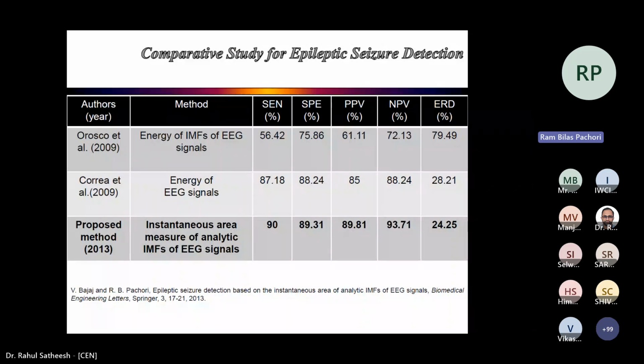And we have compared our epileptic seizure detection framework with the other existing methods in the literature. Those have been studied in the same database. So Oras 2009 used the energy of IMF signals. Korea 2009 used the energy of EEG signals. And you can see sensitivity, specificity, and PPV. In all cases, our method is giving better performance compared to the other existing methods in the literature. Next slide, please.